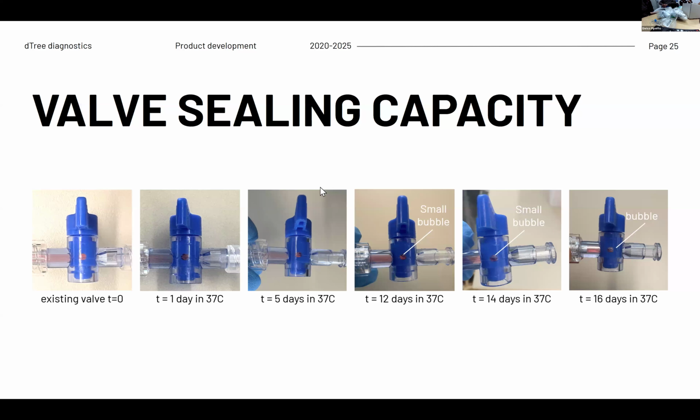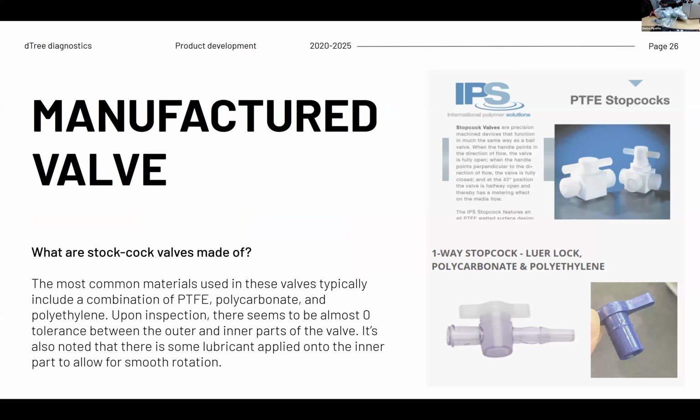And then we tested this, putting it in 37C to make sure that it does also pass the evaporation test. For the most part, it does. I think you can play around with it a little bit more to make it even more foolproof. Like this is not in a bag. This was just at 37C. And then we're looking at what these materials are made out of.